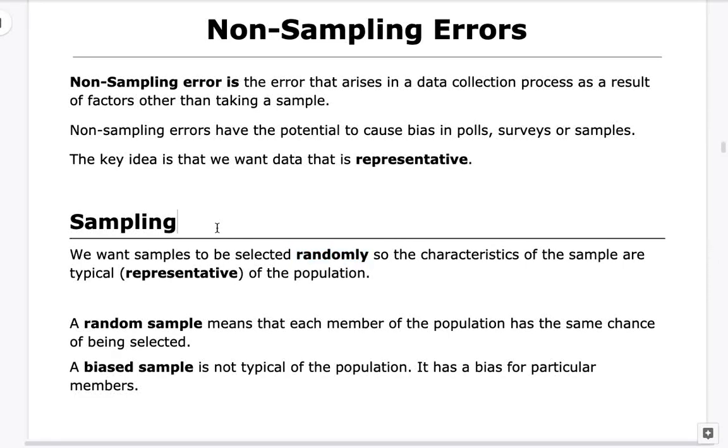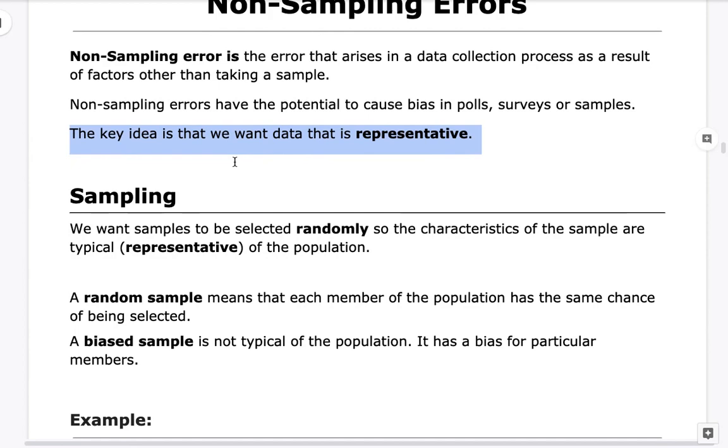Look at some non-sampling errors. So what we want to do here is think about our key idea. And the key idea is that we want data that is representative. So if I'm interested in teenagers, I want a mixture of ages, genders, ethnicities, hair colours, device types, family incomes, you name it. I want a mixture of all of those so that my data is representative.